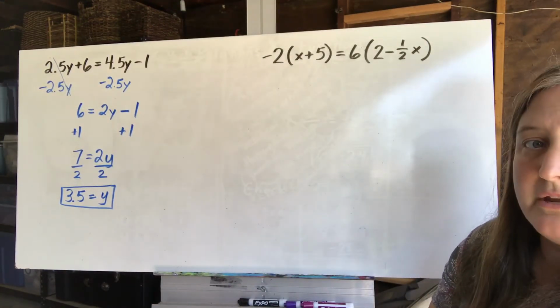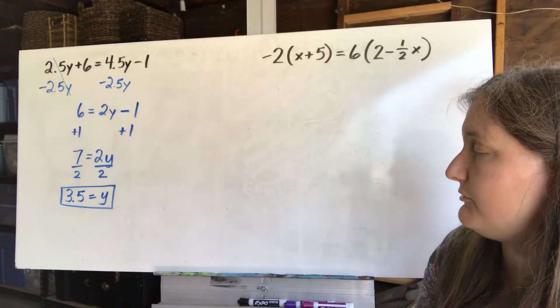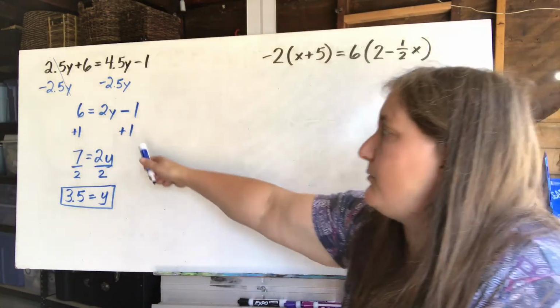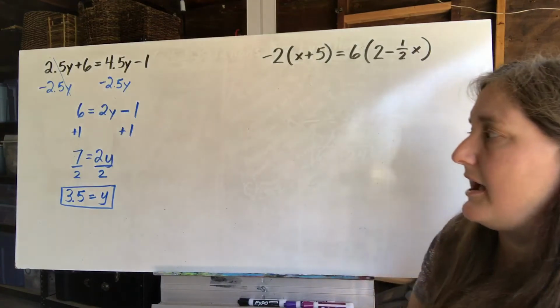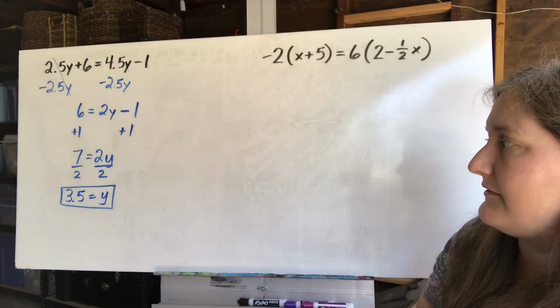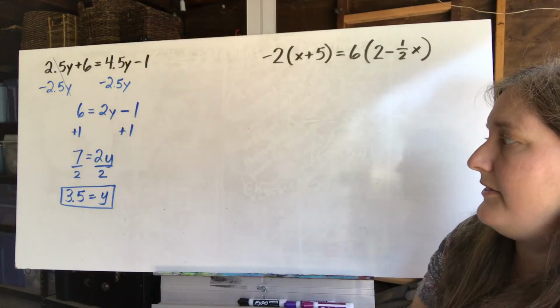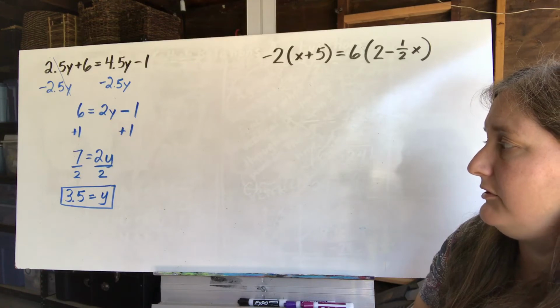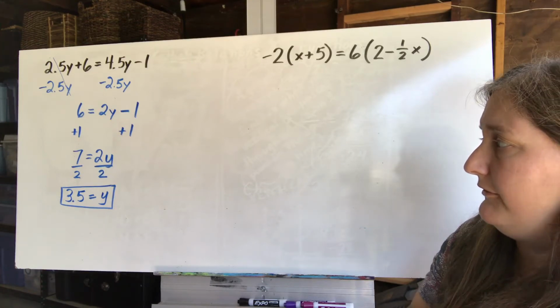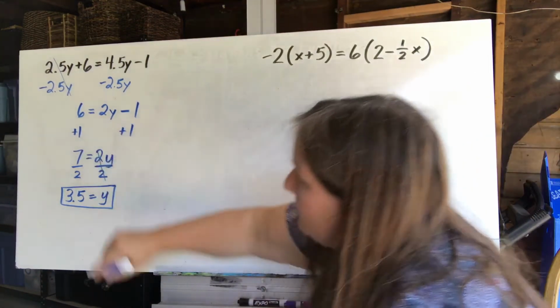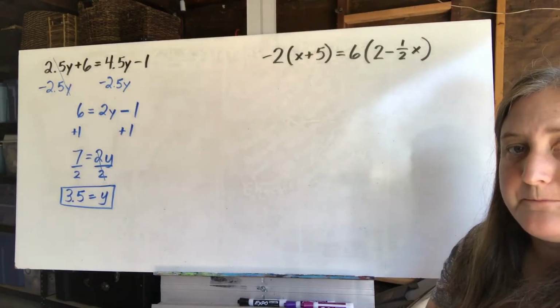So now that I've got my variable terms on one side, I'm going to do the same for my constants. I'm going to add 1 to each side here. So all my constants will be on the left, and I get 7 equals 2y. And then if I divide both sides by 2, I get y by itself, and y equals 3.5.